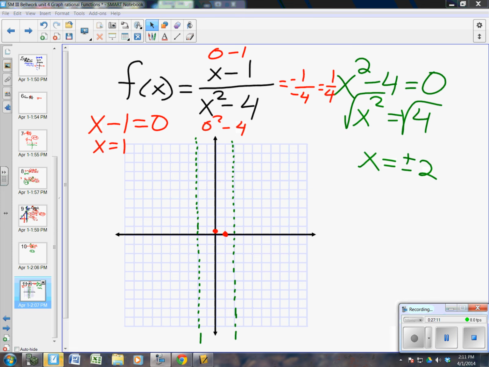Go to step 4. Locate any horizontal or oblique asymptote by using the method learned earlier. Does this have a horizontal or an oblique asymptote? What do you guys think? Okay, I've heard 0. Why is it 0, Kai? Because the degree of the bottom is higher than the top. Okay, the degree of the bottom is higher than the degree of the top. Remember, when the degree of the top is less than the degree of the bottom, there is a horizontal asymptote at y equals 0.